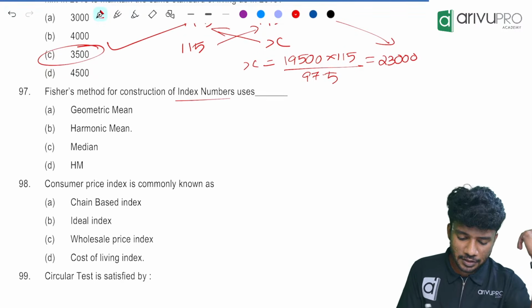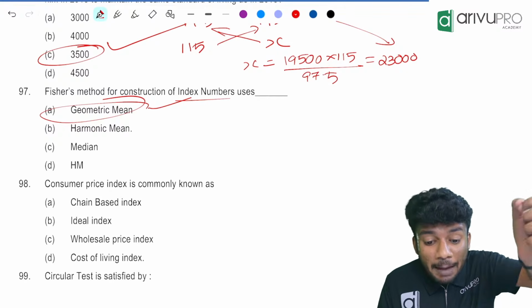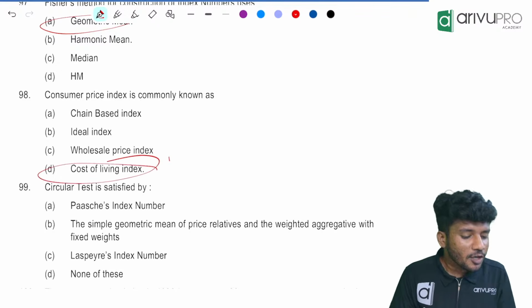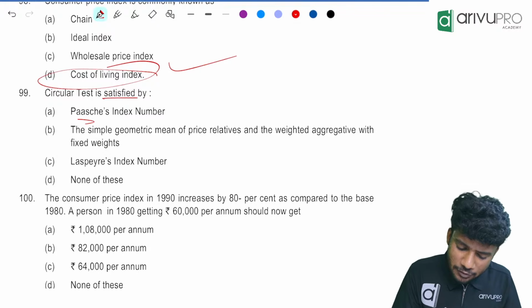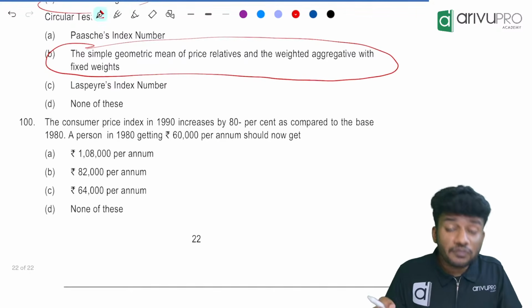Fisher's method is the geometric mean. Yeah, we know that Fisher is nothing but geometric mean of Laspeyres and Paasche. One good question. Consumer price index is also called as what? Cost of living index. Another easy question. Circular test is satisfied by what? Simple geometric mean relative and weighted aggregative with fixed weight.